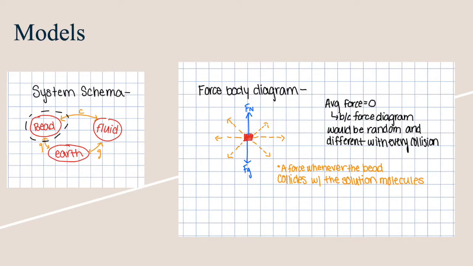Our models consist of a system schema, which includes the bead, the fluid, and the earth. The earth has a gravitational effect on both the bead and the fluid, and then the bead and the fluid have contact. For the force body diagram, there is a gravitational force pulling down on it, and there is some force going upward that is balancing the gravitational force. And there is also a force whenever the bead collides with the solution molecules. So all of the orange dotted lines are the forces based on the collisions in various directions.